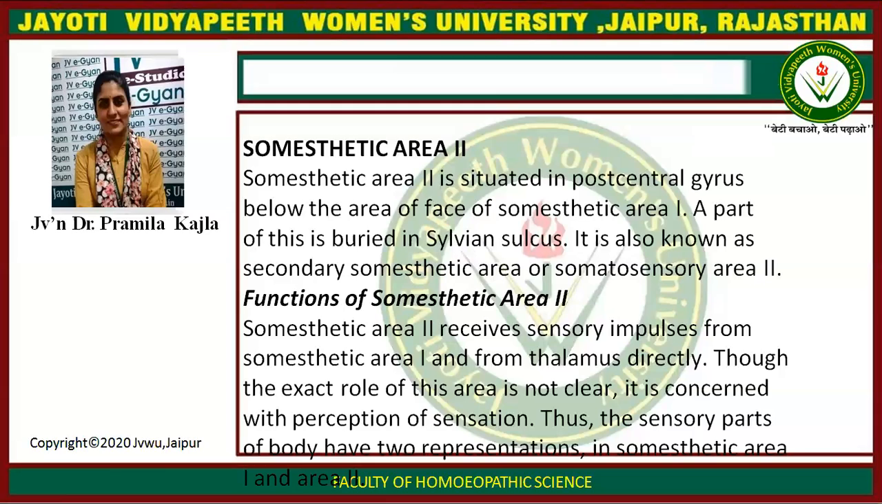Functions of somesthetic area second. Somesthetic area second receives sensory impulses from somesthetic area first and from thalamus directly. Though the exact role of this area is not clear, it is concerned with perception of sensation. Thus, the sensory part of body has two representations in somesthetic area first and area second.